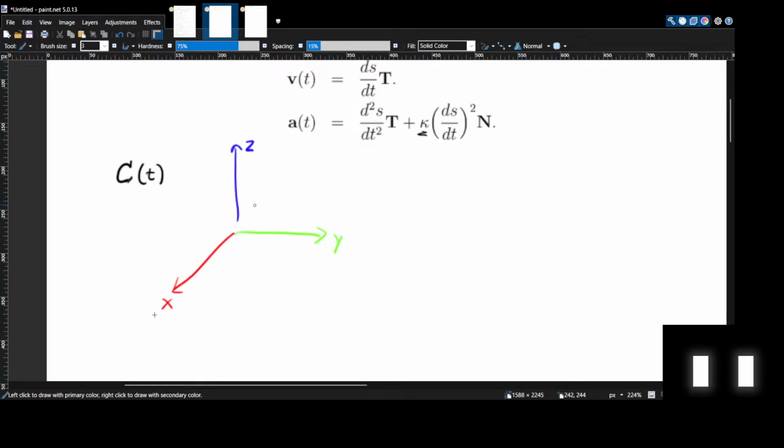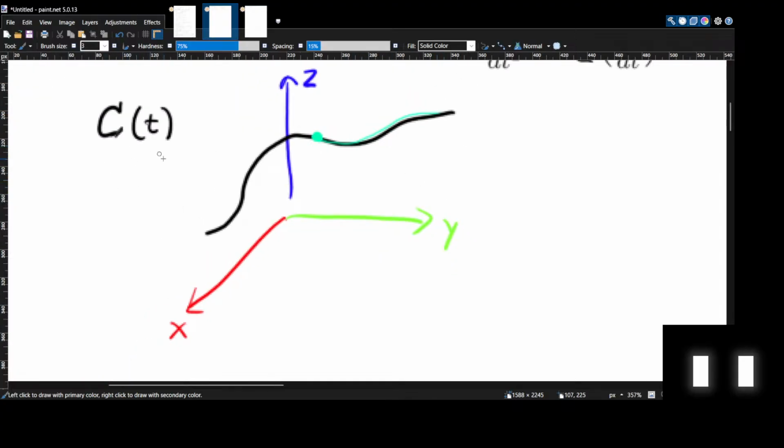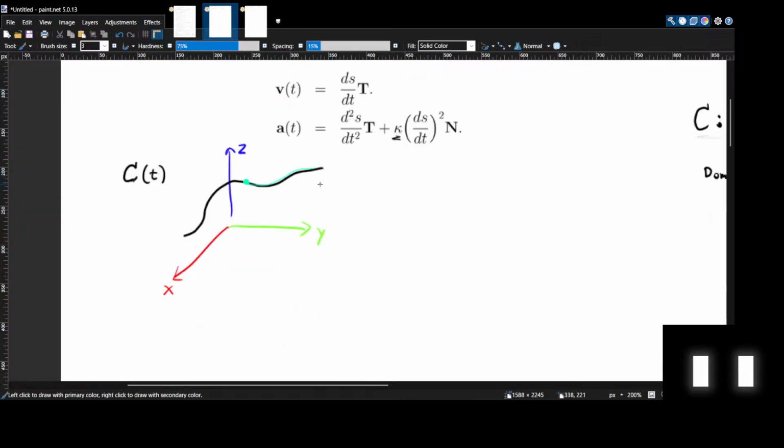The smooth curve basically tells us where something is as a function of time. Let's say at time t equals 0, the point is over here. And as time goes on, the particle just moves along this path. This path is what represents the curve over here. So that's what the smooth curve means.